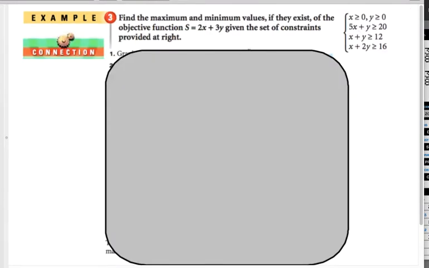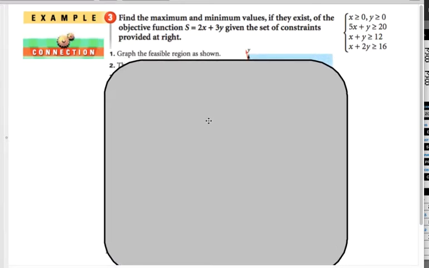All right, so we're going to find the maximum and minimum values, if they exist, of this set of constraints for this objective function s equals 2x plus 3y. So we could graph this by hand, and that's just fine, but I figured we're going to have to do that in P3 anyway, so I'm going to walk you through this.